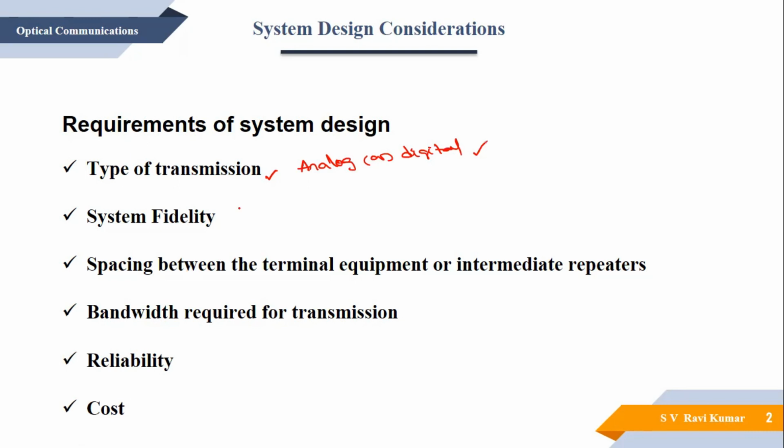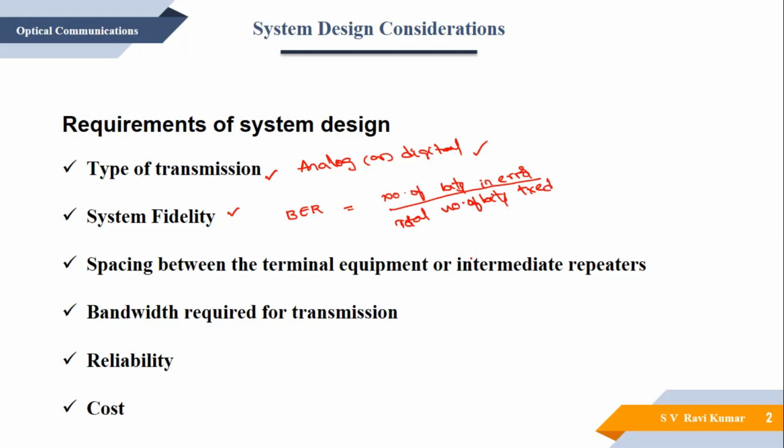And the next one is system fidelity. System fidelity is simply defined as the correctness of the data which is received at the receiver side. And this can be expressed as bit error rate, BER. Generally, bit error rate is expressed as the number of bits in error divided by the total number of bits transmitted. So this is the simple expression by which bit error rate is defined.